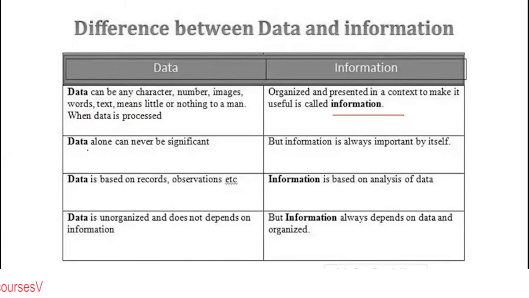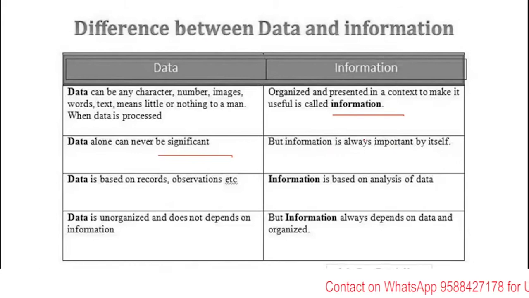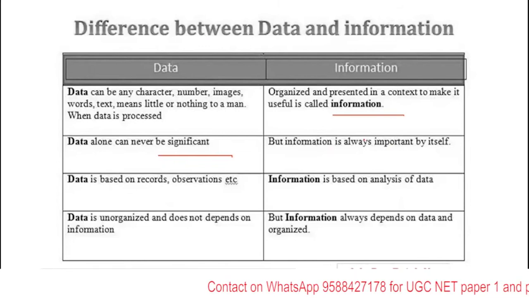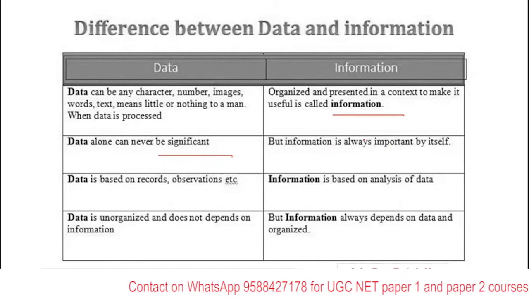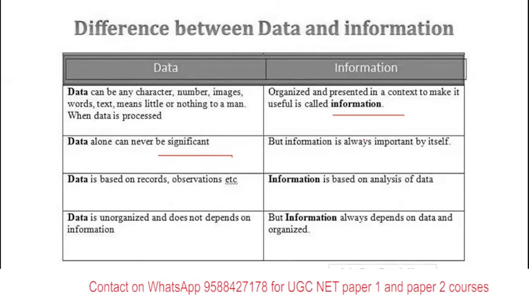Data alone cannot be significant at all. But information is always important by itself. Data alone can't have that amount of importance. Data is based on records and observation, whereas information is based on the analysis of the data. Data is unorganized and does not depend on any type of information, whereas information is completely organized and always has to depend on data.